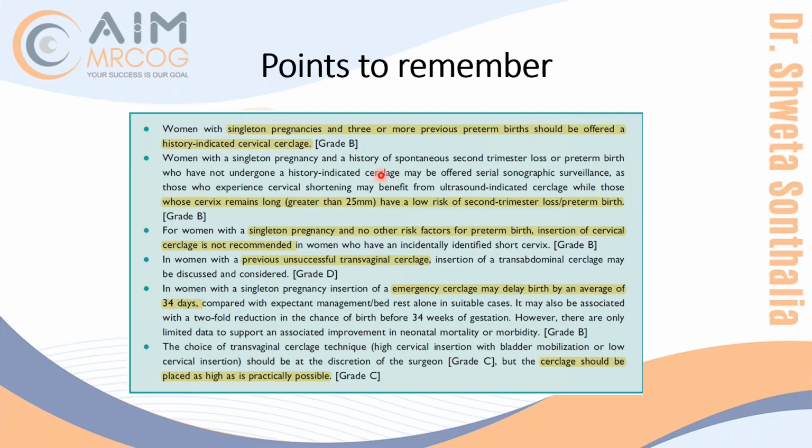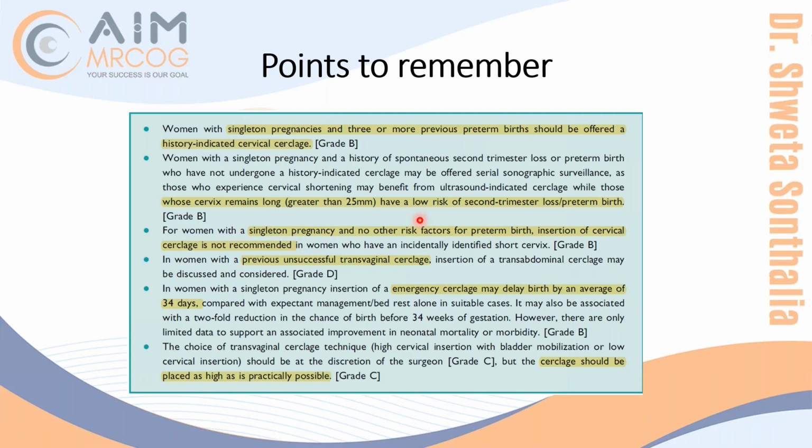And then another thing: if there is no history of any losses or any preterm birth, and in ultrasound you incidentally find a short length of cervix, what will you do? Anybody? No need to put the cerclage. So you will not do the cerclage. So can you do anything, or do you just tell the woman, my dear, your cervix is short, but I'm not going to do anything? Will it be a good idea? Progesterone can be used, ma'am.